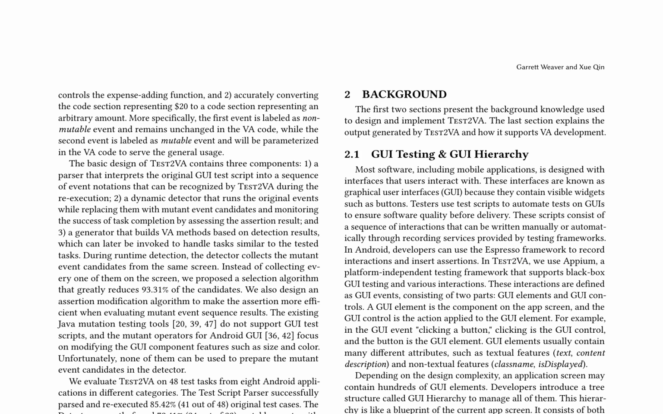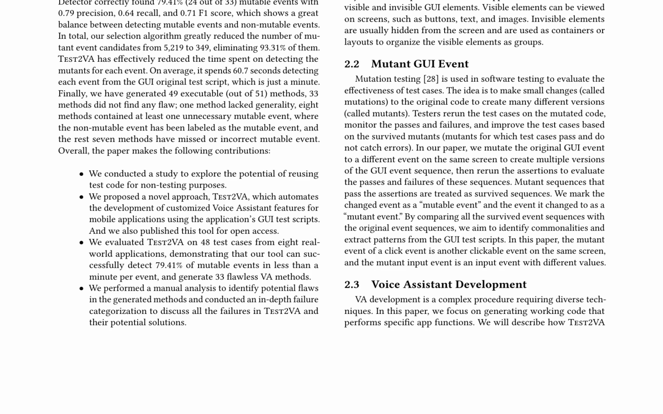The authors evaluate Test2VA on 48 test tasks from 8 Android applications, demonstrating that the tool can successfully detect 79.41% of mutable events in less than a minute per event and generate 33 flawless voice assistant methods. The proposed selection algorithm reduces the number of mutant event candidates by 93.31%.